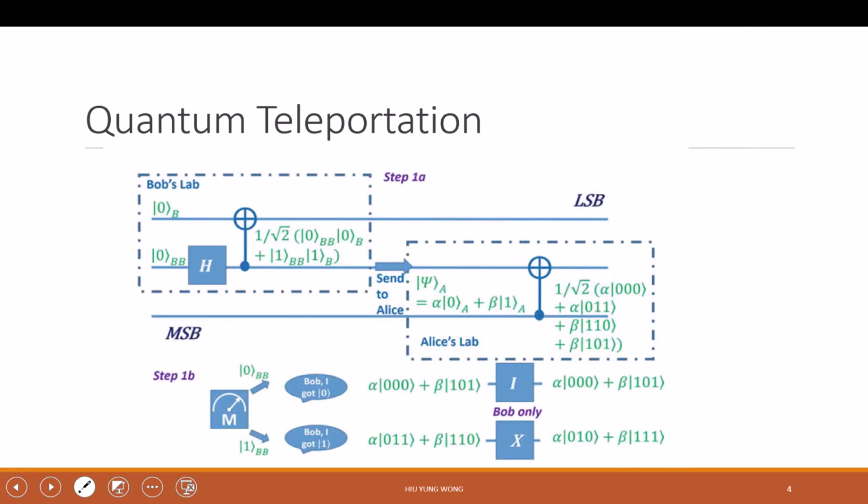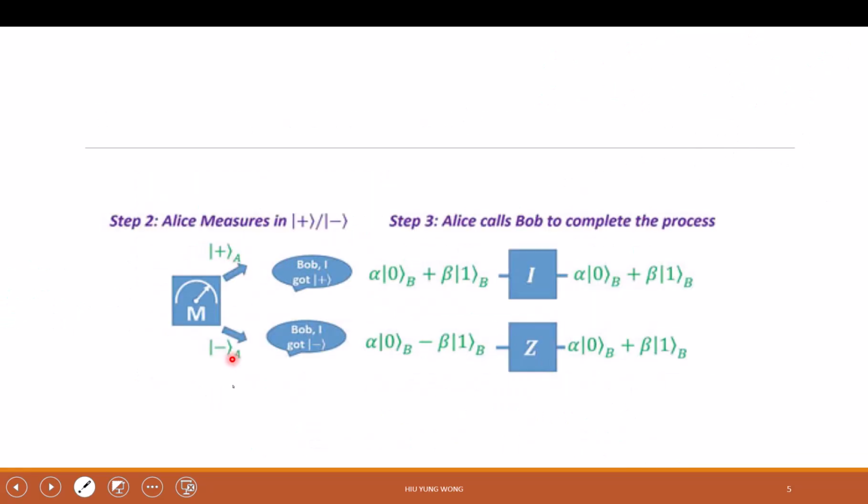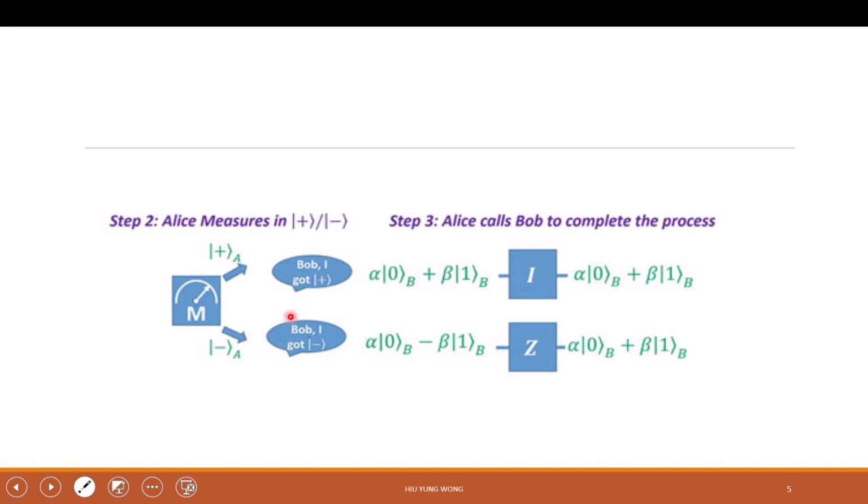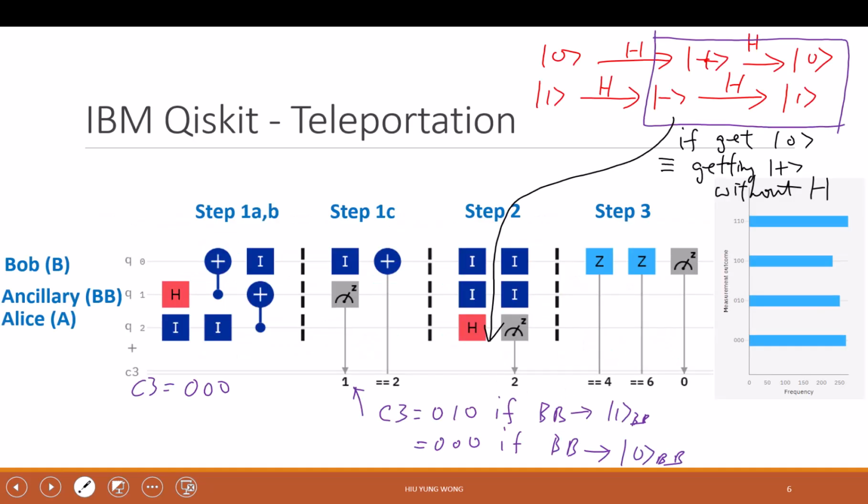And Alice's goal is that she wants to measure in the plus minus basis. So if she gets plus, that is equivalent to getting 0 at this point. If she gets minus, she is going to get 1 at this point. Based on this, if she gets plus, Bob doesn't need to do anything. But if she gets minus, Bob has to. So here she does the measurement and puts this in register 2. And then we go to this step.